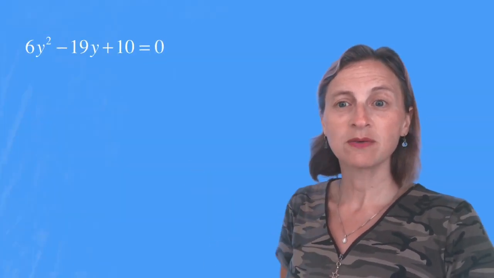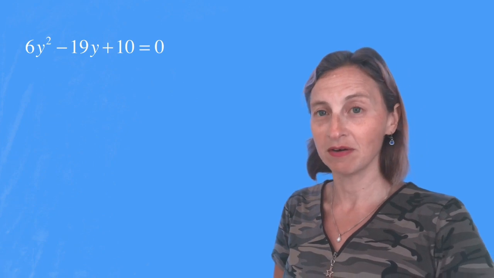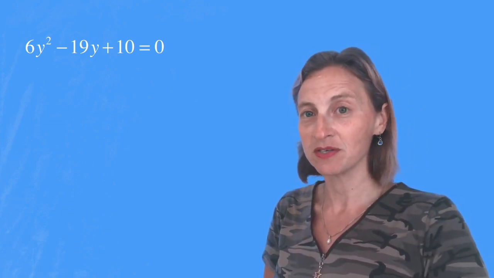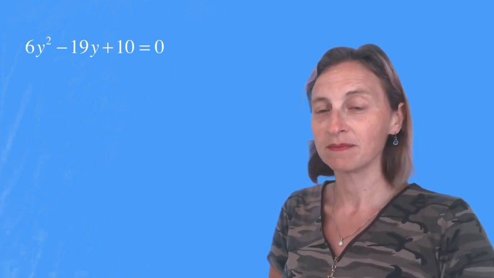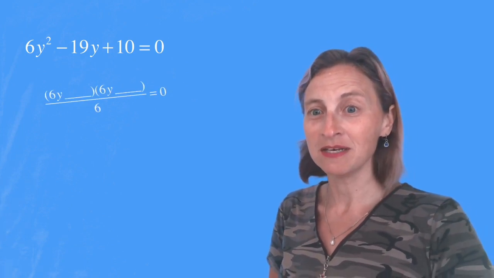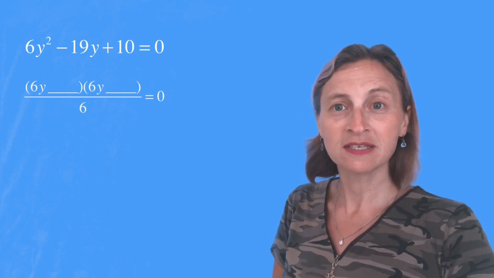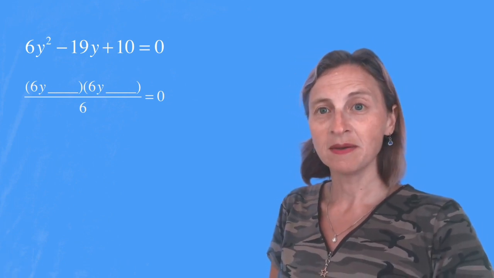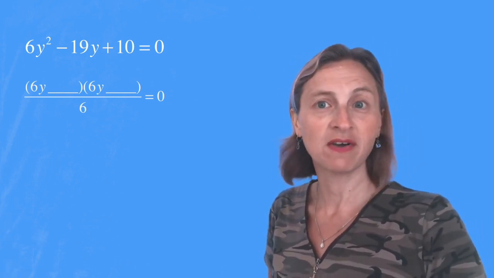Our last example of the day will be 6y squared minus 19y plus 10 equals 0. See if you can have a go without me first. Pause the video and have a turn. Alright, now that you're back, hopefully you're going to do what I did. Prepare it for factorising. 6y all over 6. Remember, if you factorise differently to me, that's fine.